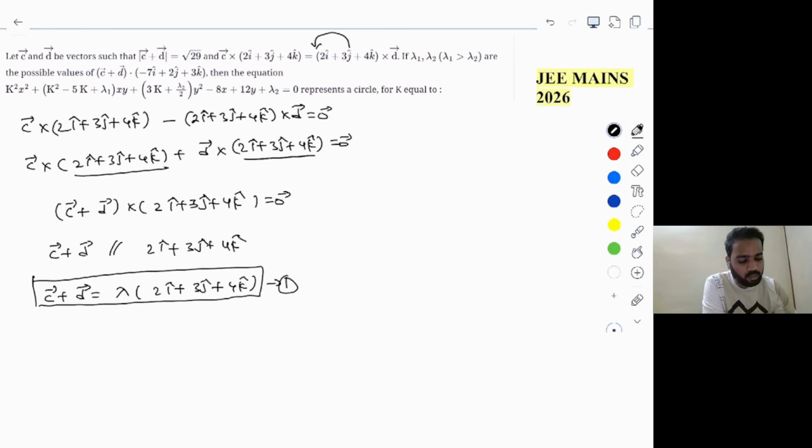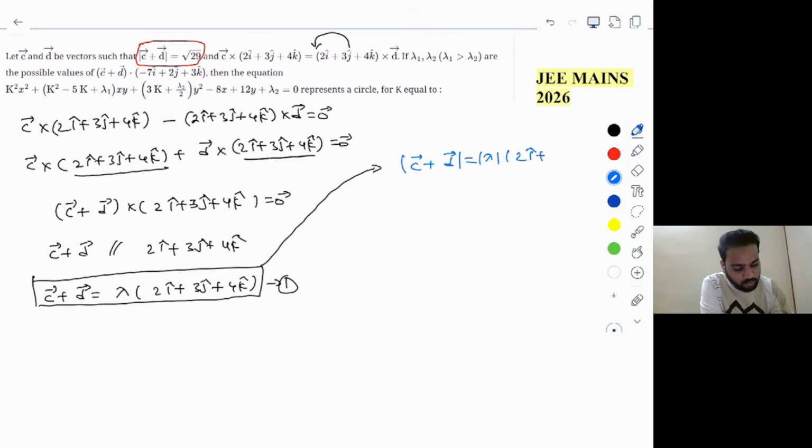If lambda 1 and lambda 2, where lambda 1 is greater than lambda 2, are the possible values of c plus d dot minus 7i plus 2j plus 3k. Okay, so which means first of all we need the value of this c bar plus d bar vector. But if you observe carefully, there is one more condition given in the question, which is modulus of c plus d is equal to square root of 29. So I'm going to apply modulus on both sides for equation 1, from which I can get the value of lambda. Okay, so modulus of c plus d is equal to modulus of lambda multiplied by modulus of 2i plus 3j plus 4k cap.